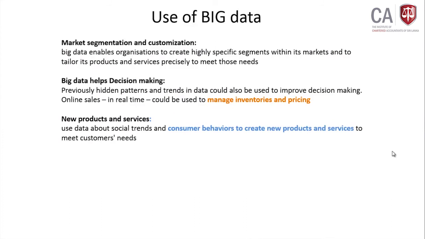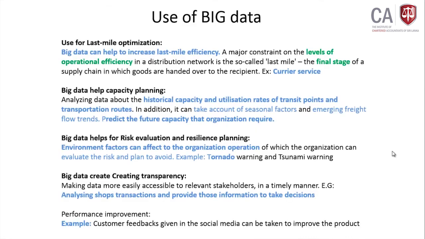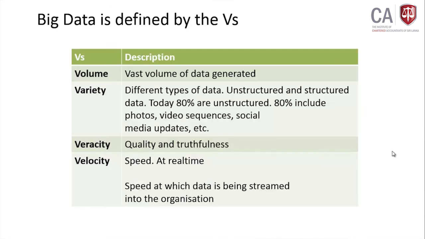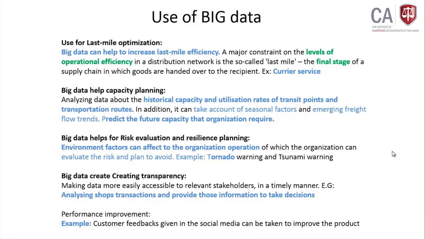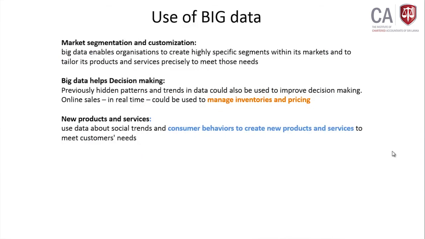Use of big data. Here we talk about some ways of using big data, and here are some other examples also. Market segmentation and customization. Using big data, you can divide the market, you can segment the market, and market your product in the different markets by segmenting.